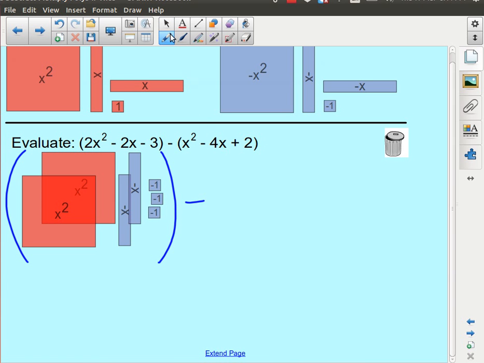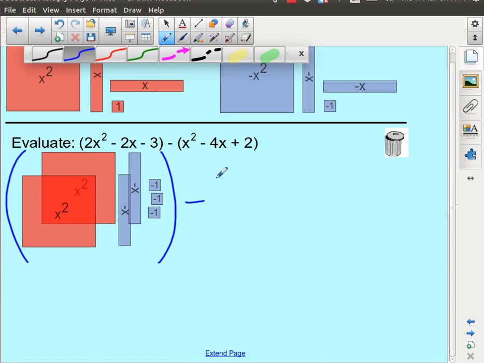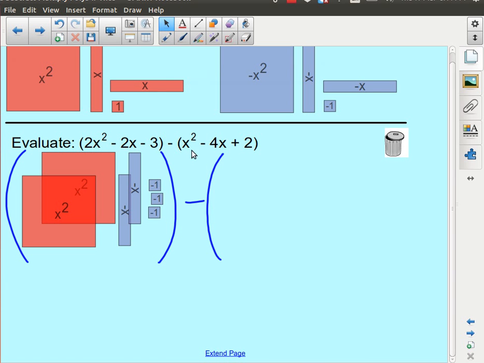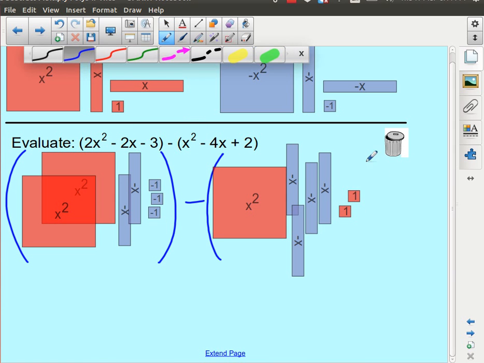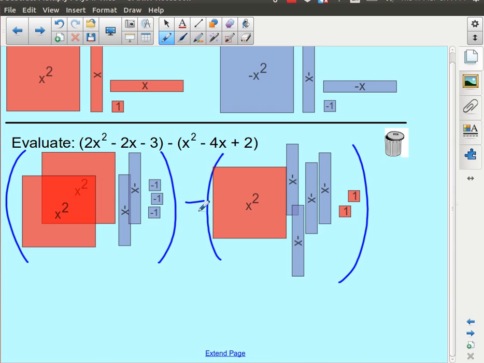and then I'm subtracting from that this second bracket, and in the second bracket I have an x squared minus 4x plus 2. Now if I have addition, everything's fine, but because I have subtraction, what I need to do is change the sign of what's in this second bracket, and change it to addition. So the subtraction changes the sign of everything in here and turns into addition.